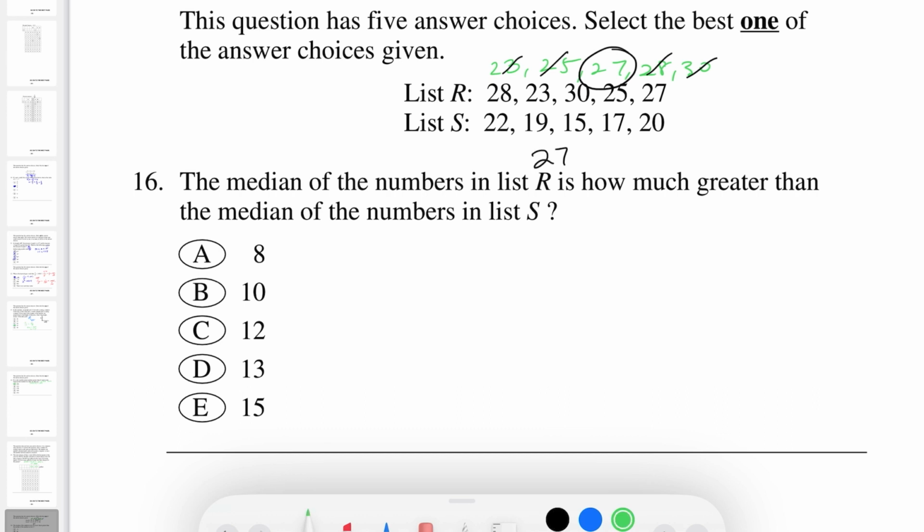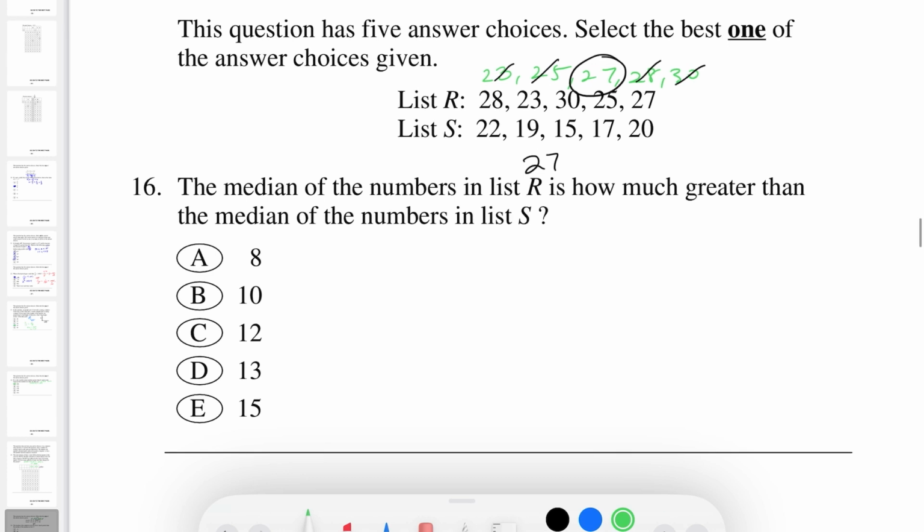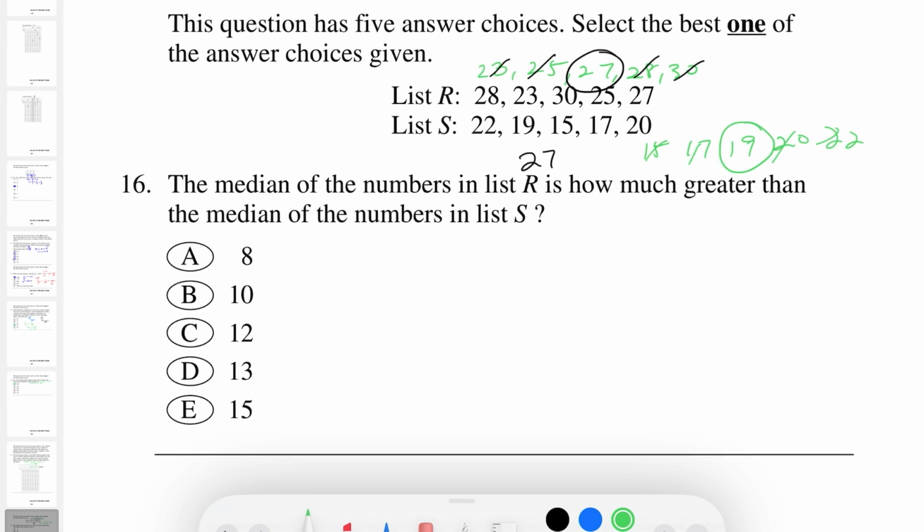And then let's do list S, put it in order. We have 15, 17, 19, 20, 22, and our median is 19. So simply 27 minus 19 is going to be our answer, which is 8, and that is A.